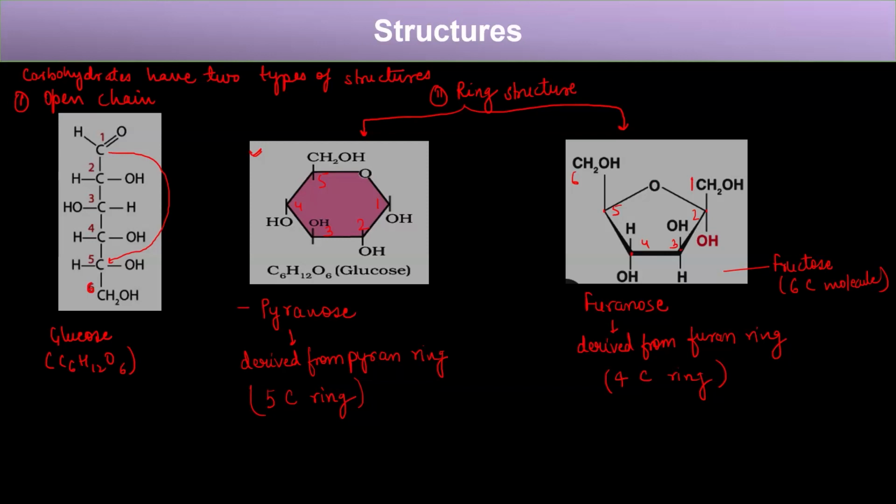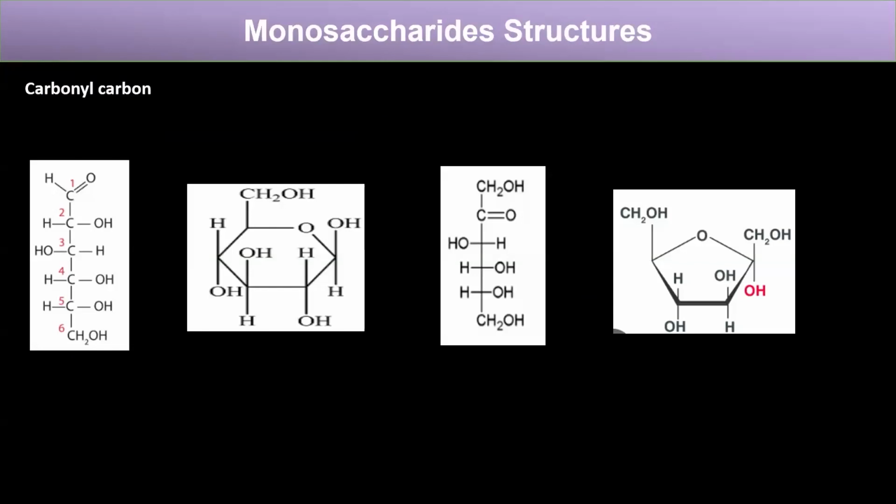Now, let's discuss the monosaccharide structure. So, in the last lecture, we saw that monosaccharides are those that have only one sugar molecule. But before moving to the monosaccharide structures, let's see one term that is known as carbonyl carbon, because in the upcoming slides, we'll come across this term a lot.